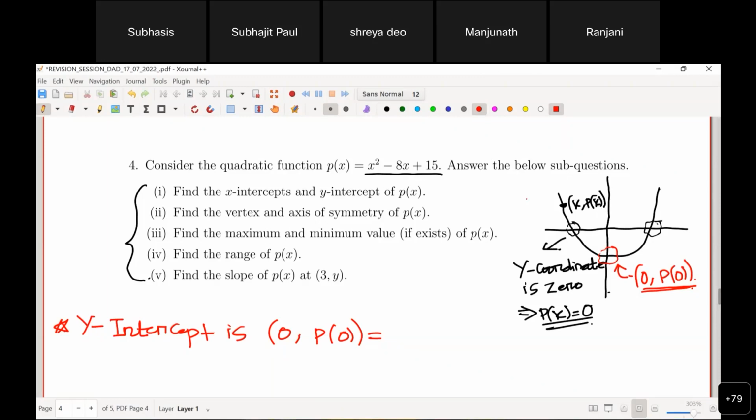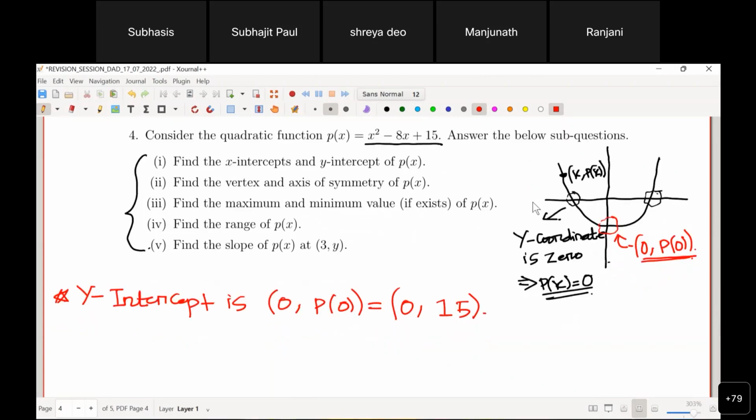Okay. So the y-intercept is basically p of 0, which is 15. So this is (0, 15). This is my y-intercept. And what about the x-intercept? How should I proceed to find the x-intercepts?